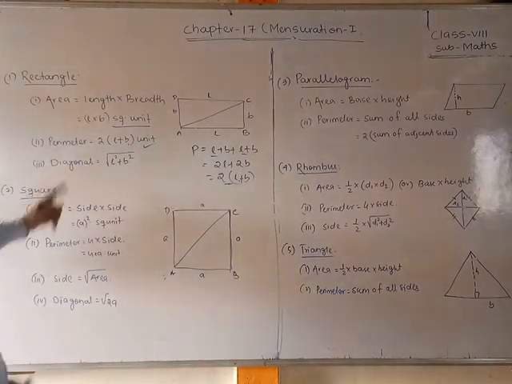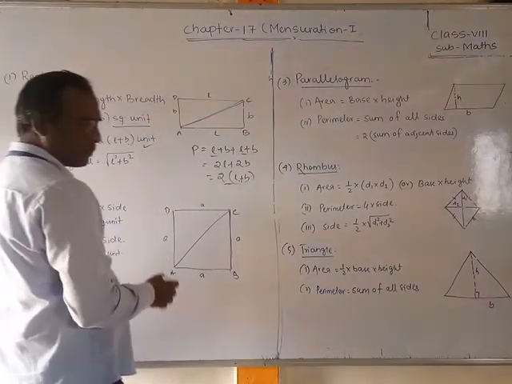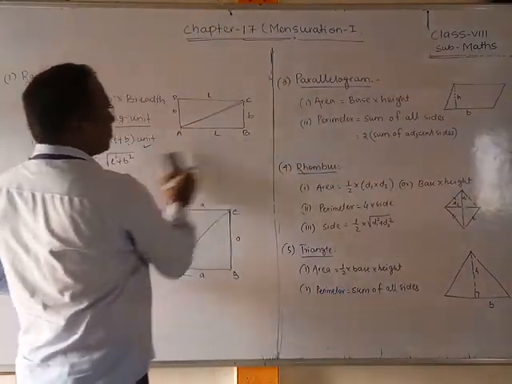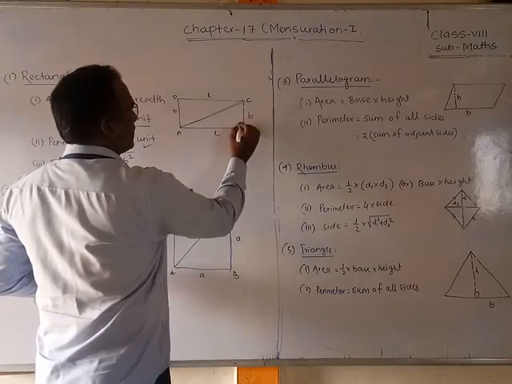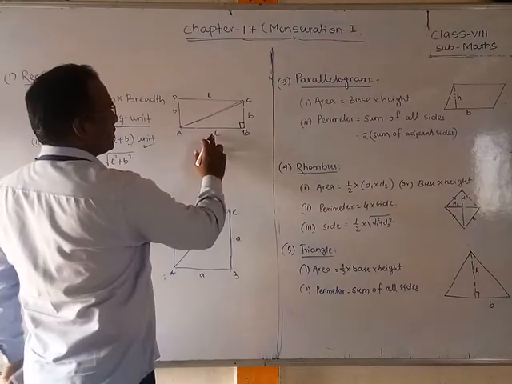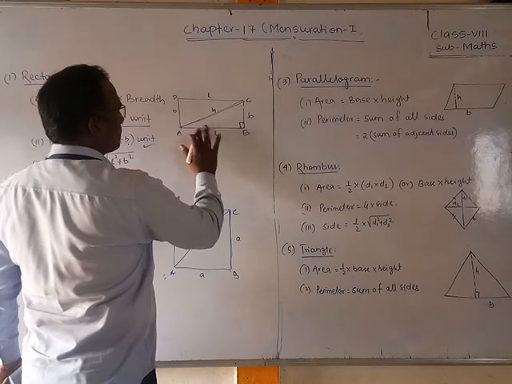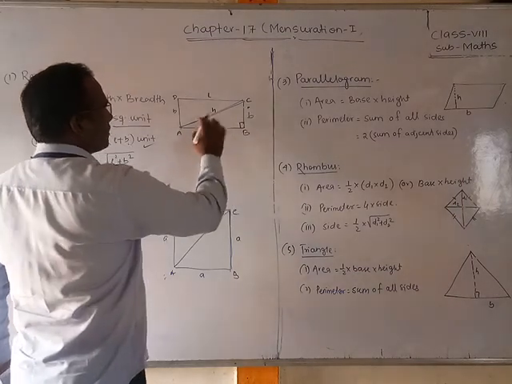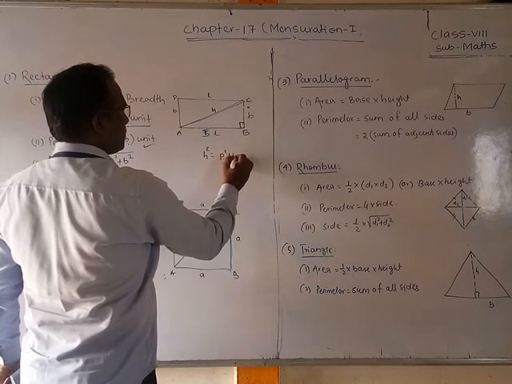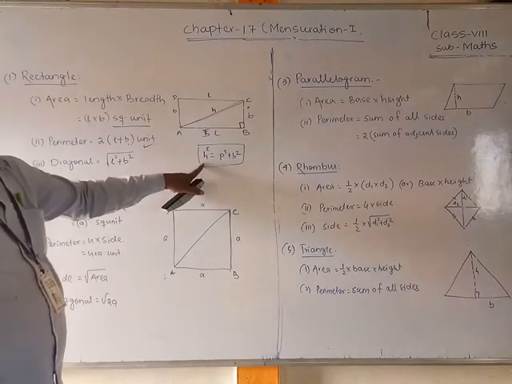Now, what is the diagonal? If you want to find the diagonal of a rectangle, how should you find it? This is according to the Pythagoras theorem, friends. ABC is a right angle triangle, because this is 90 degrees. According to the Pythagoras theorem, this is the base, this is the perpendicular height, and this is the hypotenuse. So hypotenuse squared is equal to P square plus B square. This is our formula by the Pythagoras theorem.